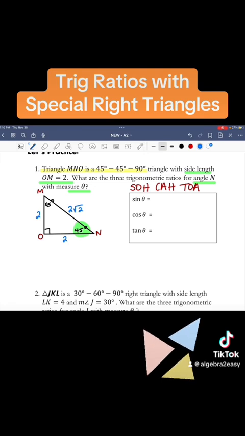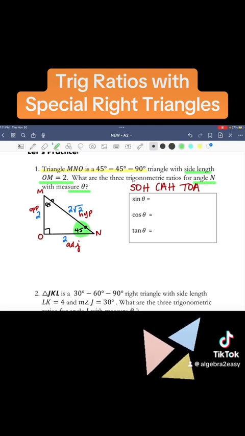So let's start labeling. Across from 45 degrees here for N, I see 2. So that's going to be our opposite side. Then if I go back to 45 degrees, I see 2 that's right beside it. If it's right beside it, that's going to be your adjacent side. Then across from the right angle, I see 2 radical 2. And that's going to be my hypotenuse. So then now I'm ready to use SOHCAHTOA and write my 3 trigonometric ratios.